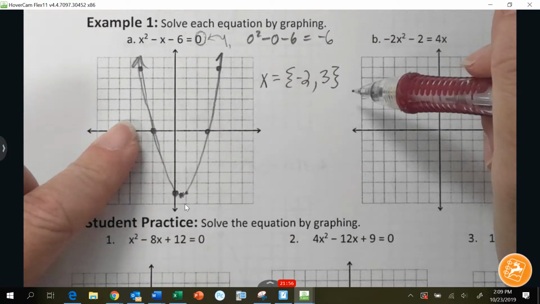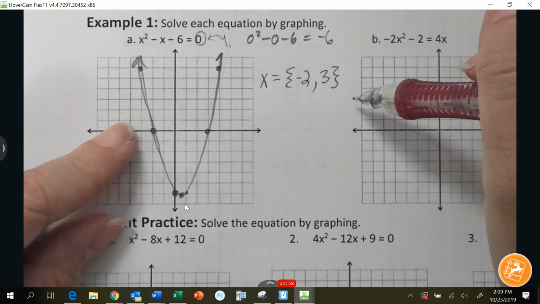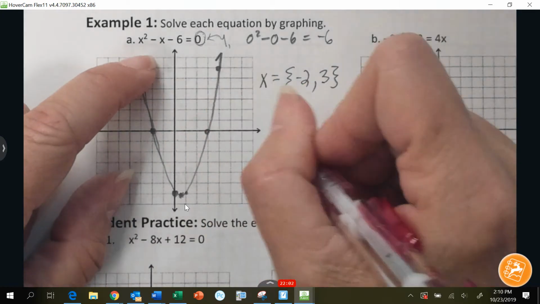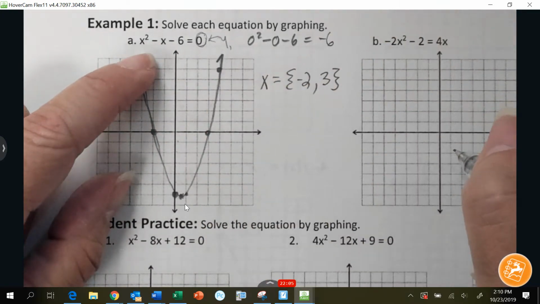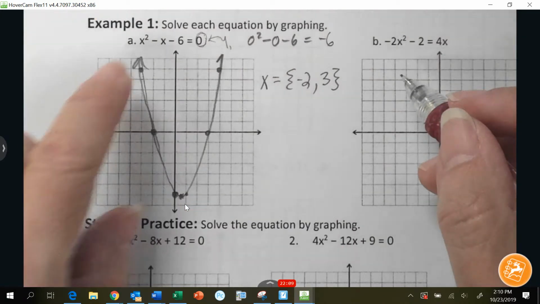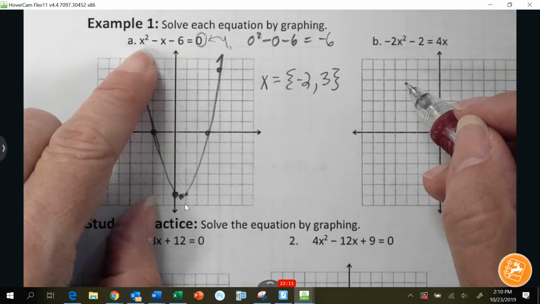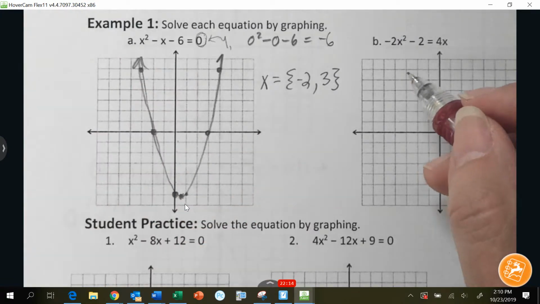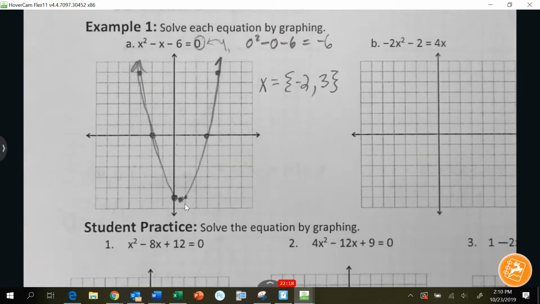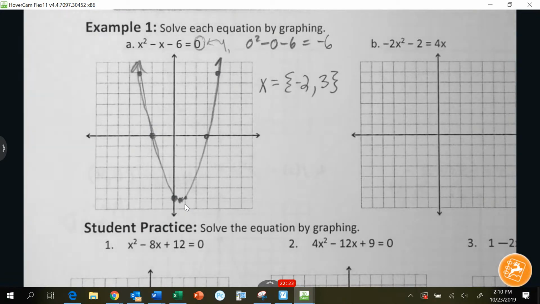Why did I not write these as ordered pairs? Because originally it did not say find the x-intercepts. It said solve the equation. If I'm solving the equation, I'm just finding the x value. I just have to know that if I do it by graphing, it's the x value of those ordered pairs. You, as an Algebra 2 student, need to know when to write negative 2 and when to write negative 2, 0. So I'm trying to teach you that.